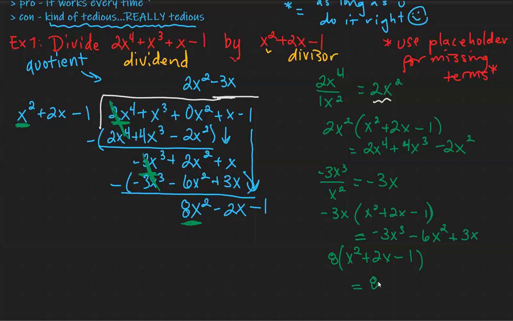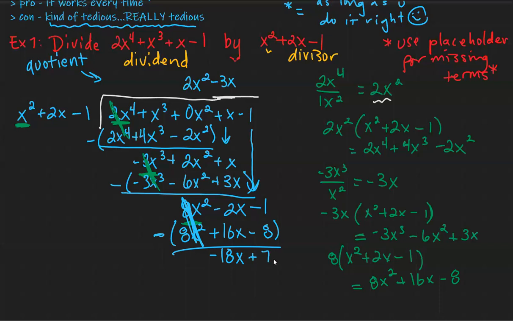That's going to be 8x squared plus 16x minus 8. So we subtract that off. Minus 8x squared plus 16x minus 8. We're chopping that off. So this cancels out, right? Because it's 8x squared minus itself. Negative 2x minus 16x, that's negative 18x. Negative 1 plus 8, that's going to be plus 7.